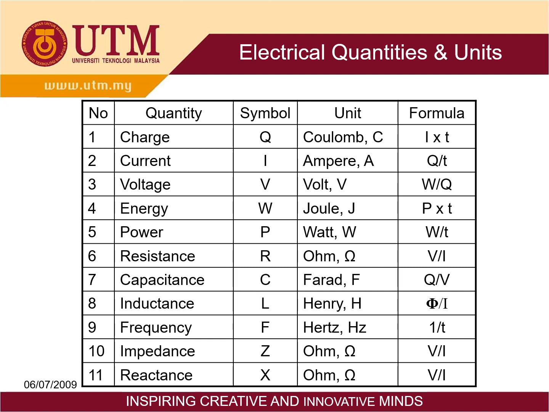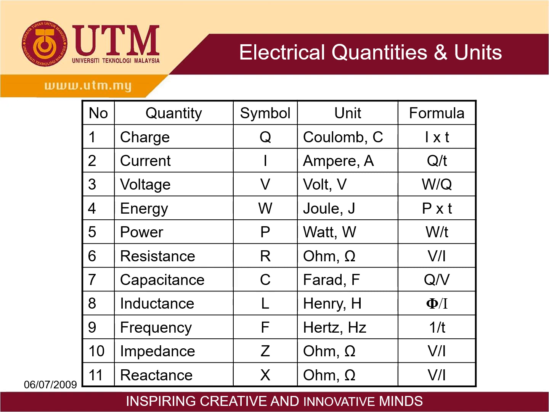Make sure that you know the unit. Make sure you know the quantity, symbol, unit, and formula. For charge, the symbol is Q, and the unit is coulomb. For current, the symbol is I, the unit is ampere. Voltage is V, and the unit is volt. The energy symbol is W, and the unit is joule. For power, the symbol is P, the unit is watt.